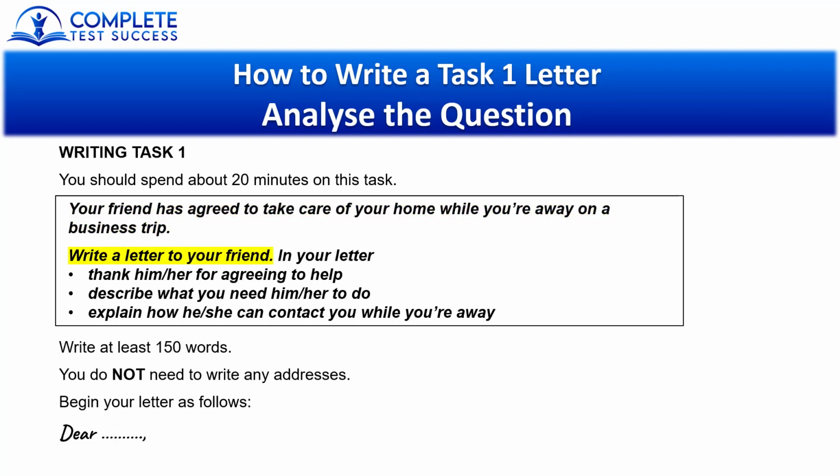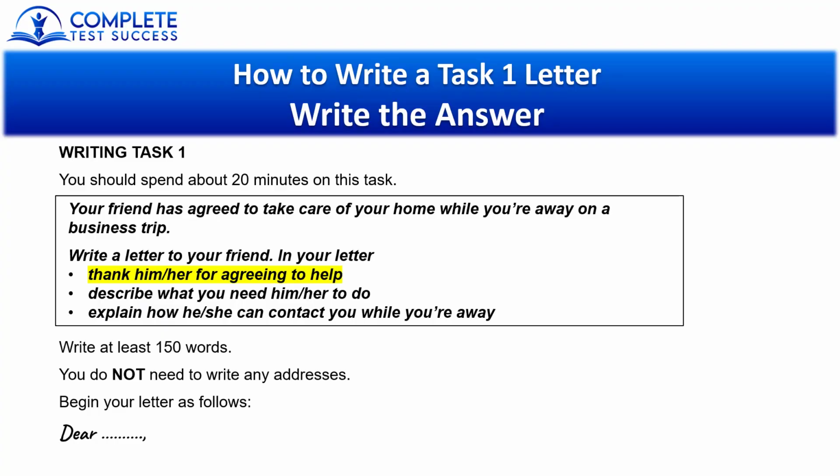The next part says write a letter to your friend, and this indicates that we need to write an informal letter. With that, we're ready to write the answer. So we'll look at the first prompt to see what to include in the first paragraph. Thank him or her for agreeing to help. However, we need to be aware of what's included in paragraphs 2 and 3 as well, so that we don't include any of the information we need for those in this first paragraph.